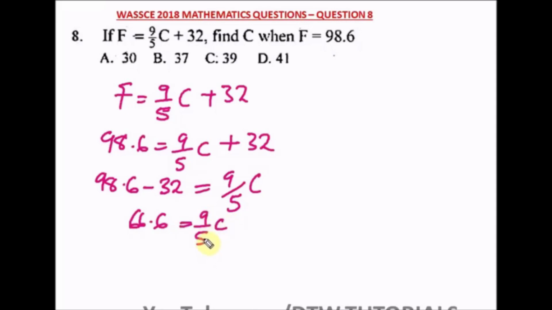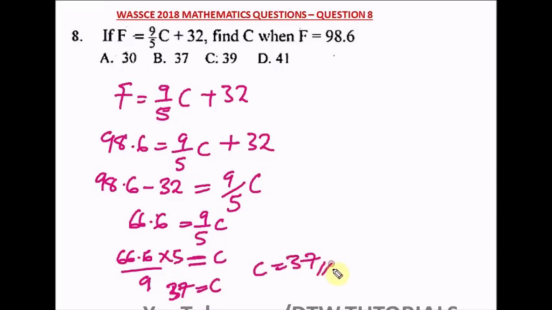So here let's cross multiply, making C the subject of the formula. Let me just take 5 here and bring 9 down. So we have C alone here. So we have 66.6 times 5 divided by 9 is equal to C. Alright, punching in your calculator, 66.6 times 5 divided by 9 will give us 37 equal to C. So C is equal to 37. Okay, and our right option here is option B.